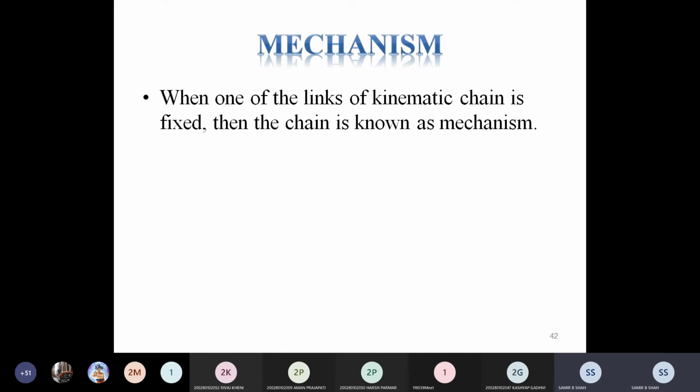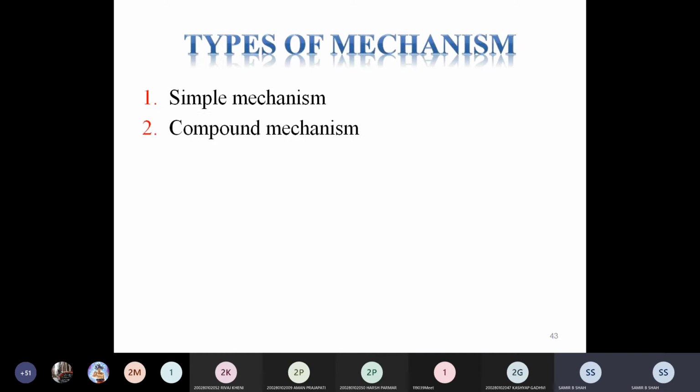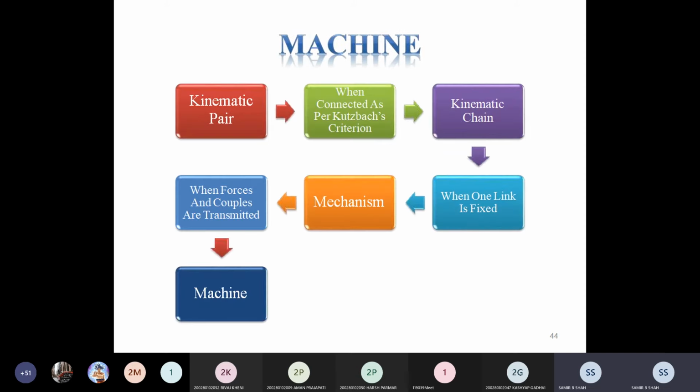Mechanism we know very well. When one of the links of the kinematic chain is fixed, then the chain is known as a mechanism. There are two kinds of mechanism: simple mechanism and compound mechanism. As we discuss our whole theory portion from the first point, that is kinematic pair, then Grubler's criteria, kinematic chain. When one link is fixed, then it is called a mechanism.